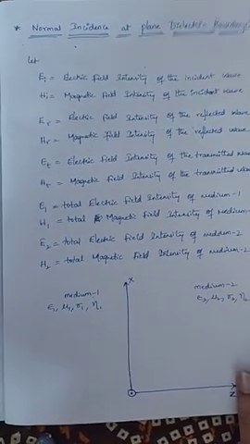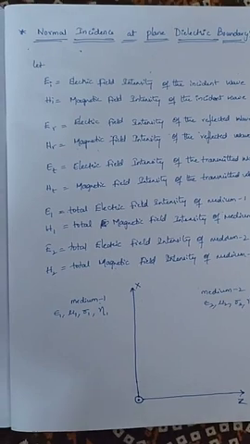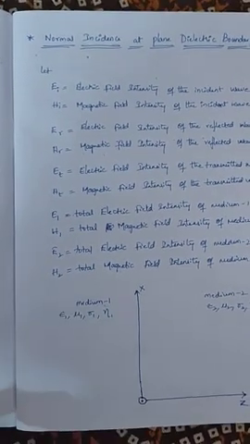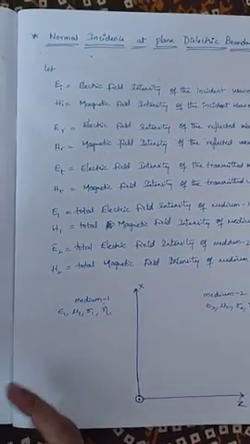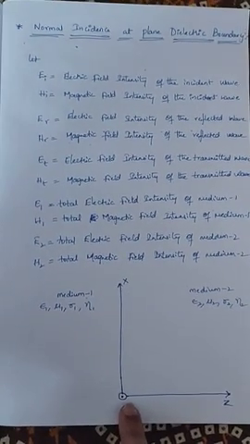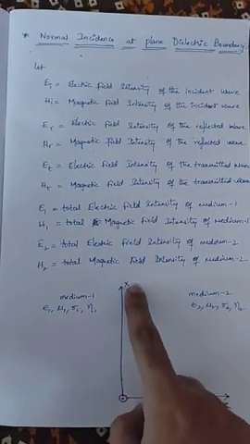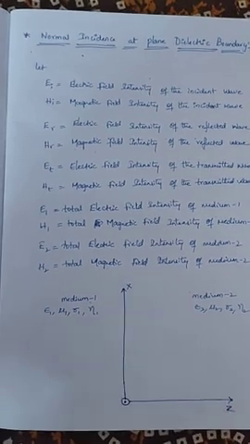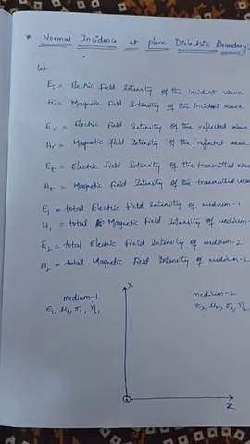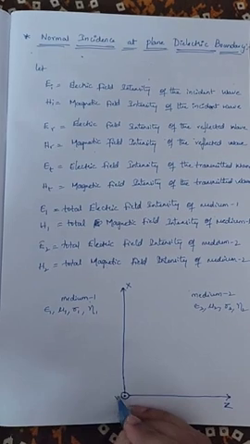Okay, now we'll see about a normal incidence between two dielectric mediums. Let us consider the x, y and z axes. You can see from this diagram the x axis and z axis. Where is the y axis? There is no y axis here. So this dot is represented as y.